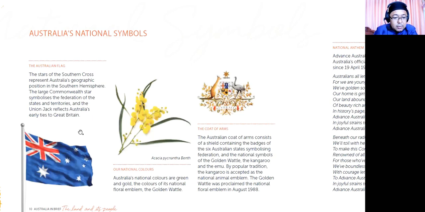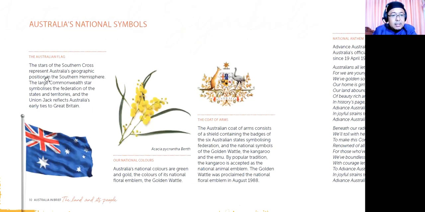You see, this is the Australian flag. The stars of the Southern Cross represent Australia's geographic position in the Southern Hemisphere. The large Commonwealth star symbolizes the federation of the states and territories, and the Union Jack reflects Australia's early ties to Great Britain.